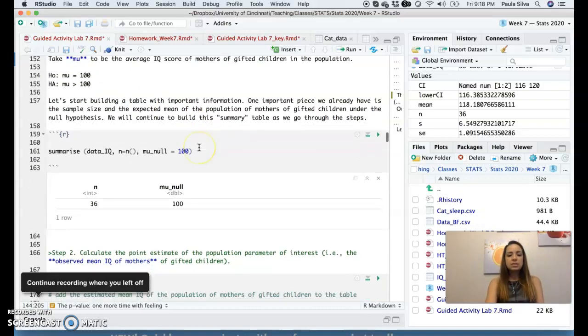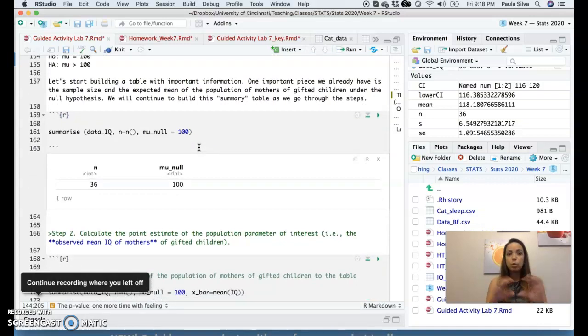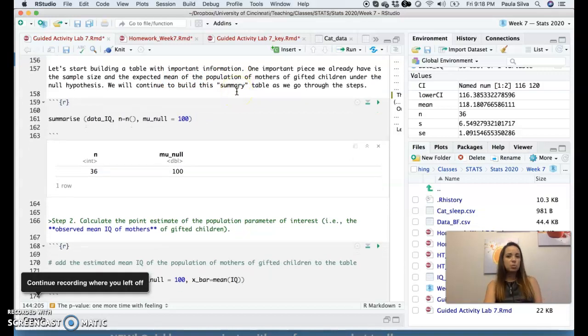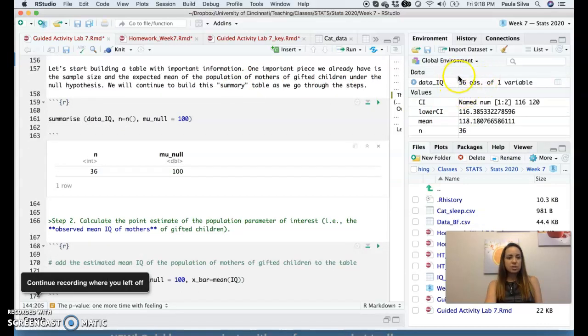Now let's start building a table with the important information that we will need in the end. We'll build it step by step, and then I'll show you how to do this in a more efficient way. One important piece we already have is the sample size, which is 36, and the expected mean of the population of mothers of gifted children under the null hypothesis, which is 100. We will continue to build this summary table as we go through the steps.